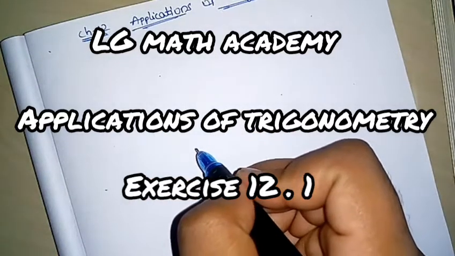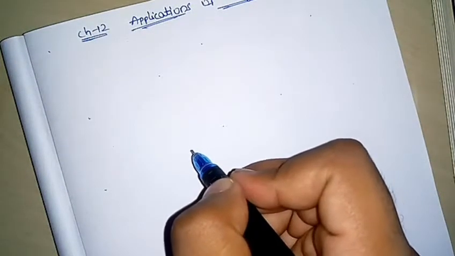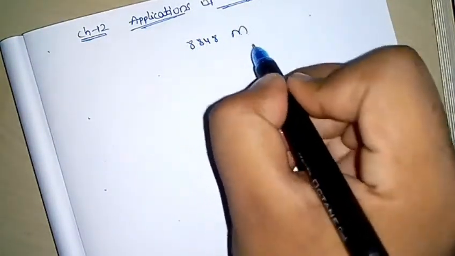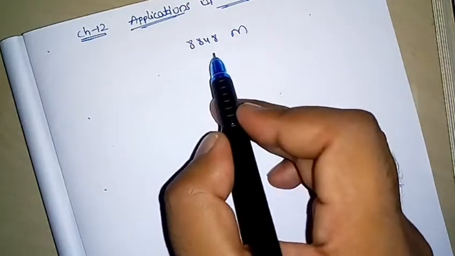Hi, today we are going to start chapter 12, Applications of Trigonometry. Let's start with the introduction. We all know that Mount Everest is the tallest mountain in the world with a height of 8,848 meters. Do you know how this height is measured? This is measured using trigonometry.